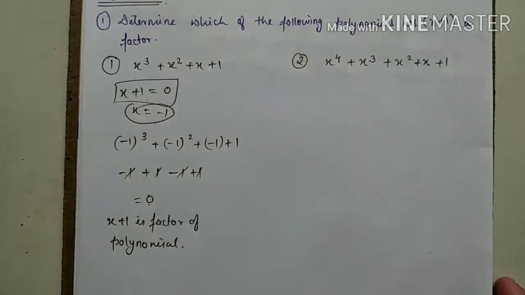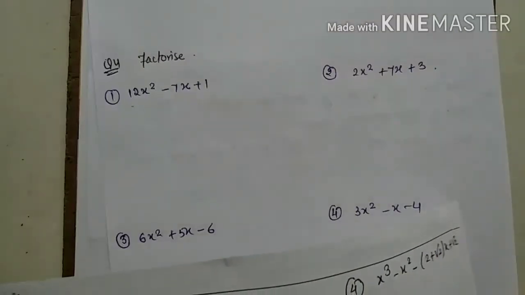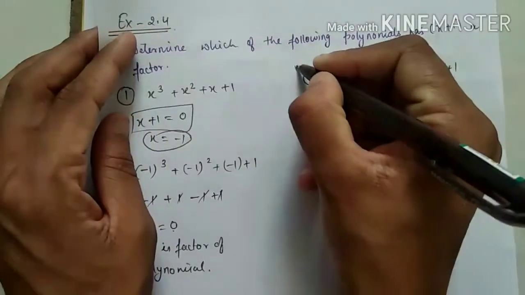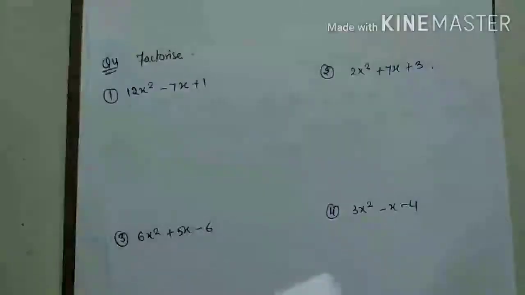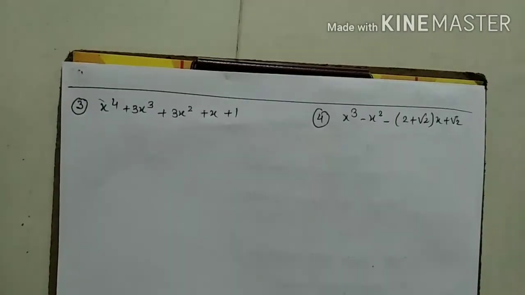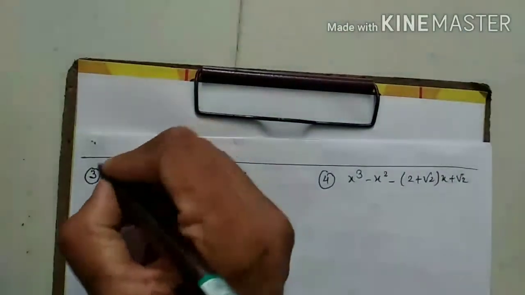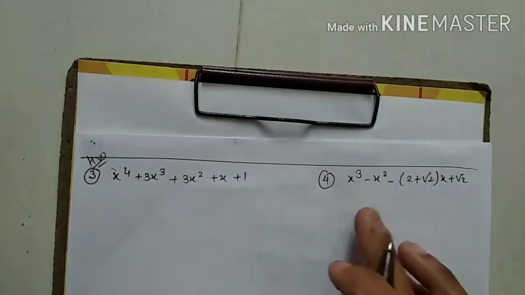Correct? Now second question, I can give you as homework, or I can solve any other question which is doable. Okay, the second question you have to try as homework. Now come to the next question, question number 3. Question number 3 also I am giving you as homework. I am solving question number 4.